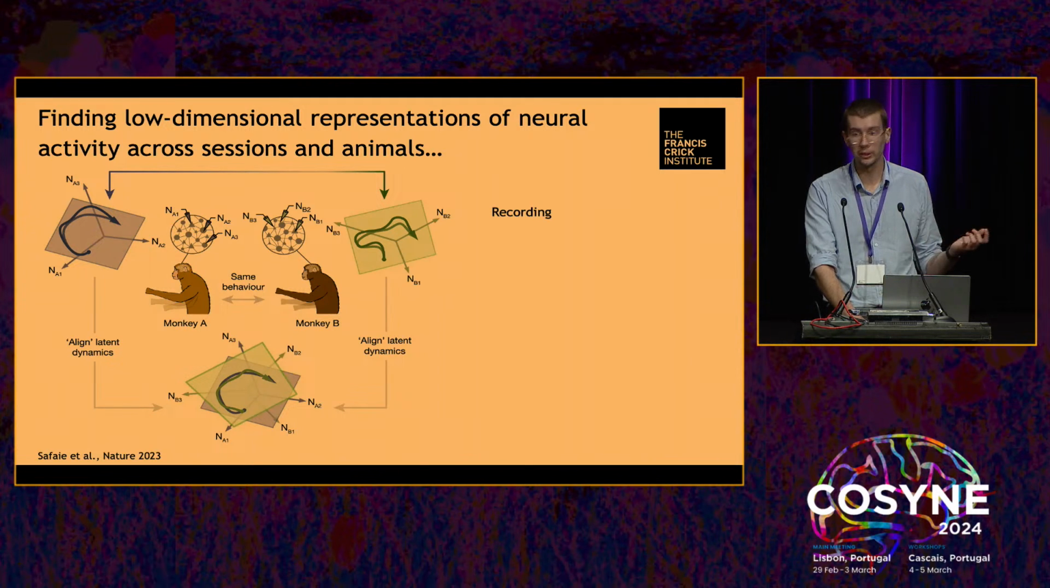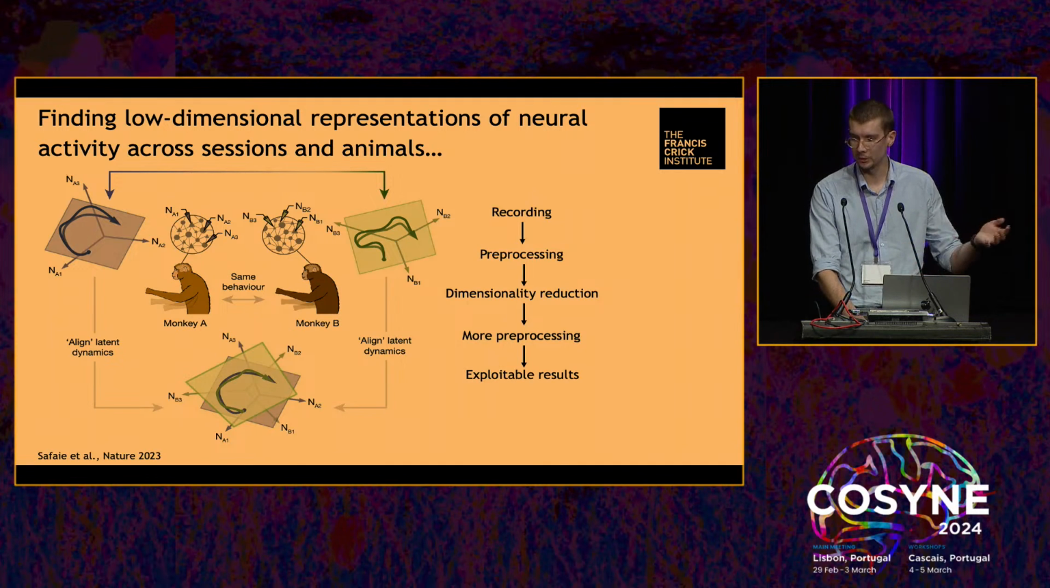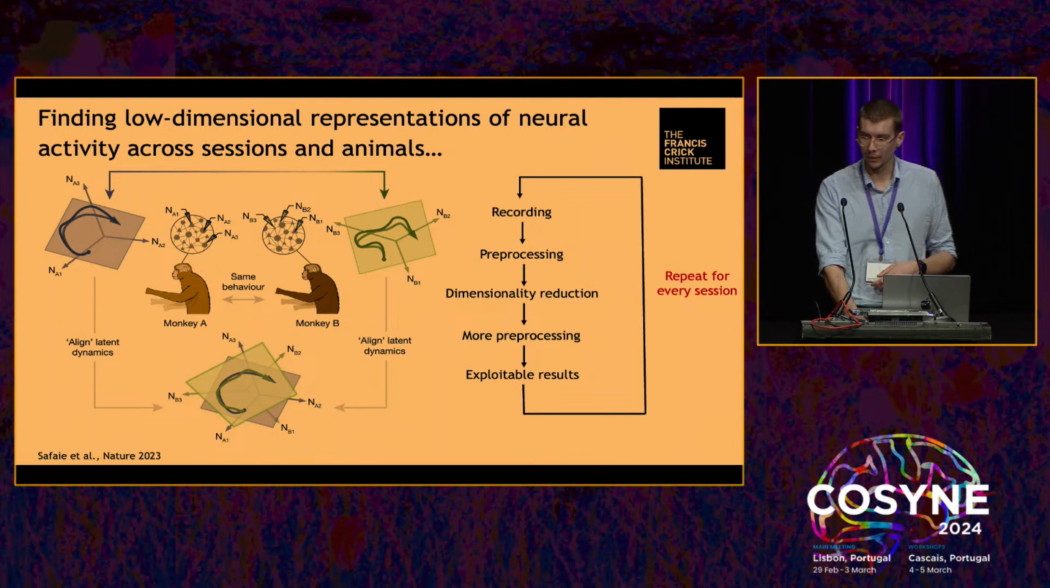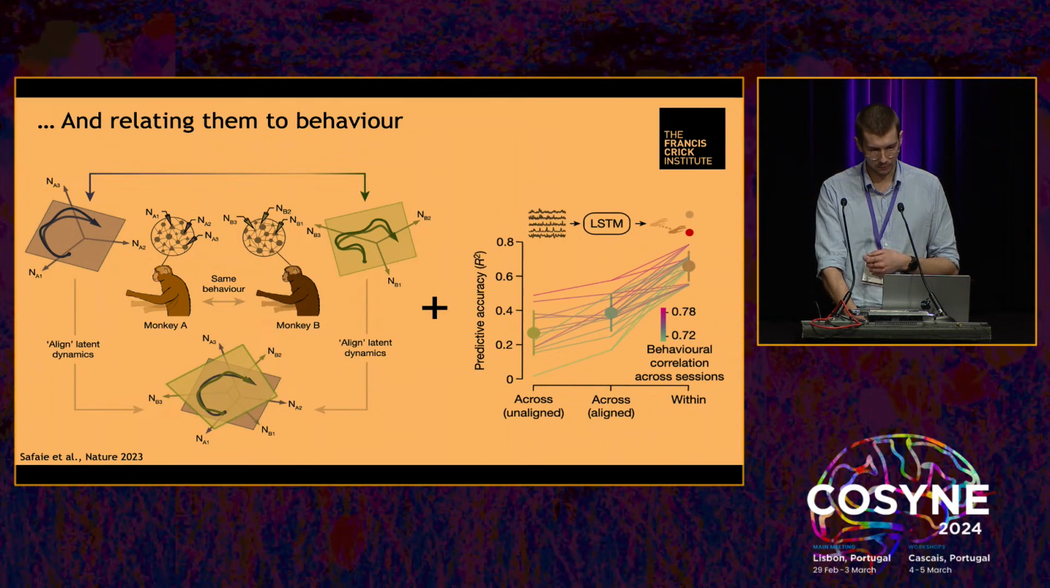You need to do your recording, of course. Then you need to do some pre-processing, for instance, some Gaussian smoothing. Then you need to apply your favorite dimensionality reduction technique, here PCA. Then you need to do some more pre-processing to align these latent spaces. And finally, you get your exploitable results. And you need to do that over again for every session that you record. So that's a lot. And even if you want to relate that to behavior, you might need to train a neural network, and still, to predict behavior across animals, the results are maybe not that good, around 30% in this paper.